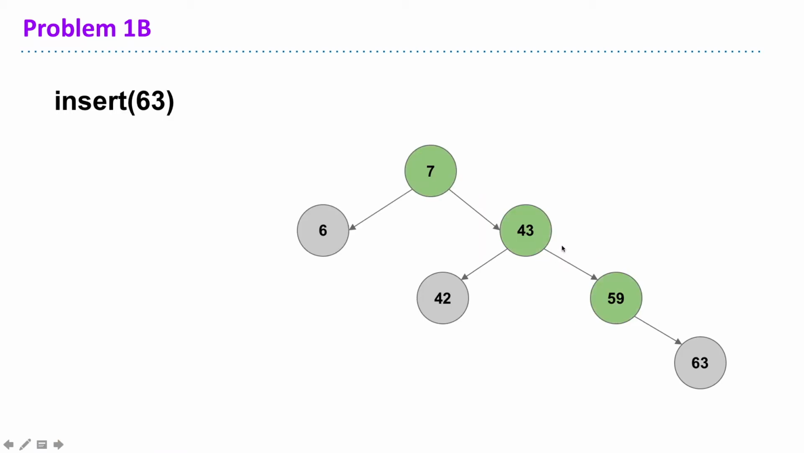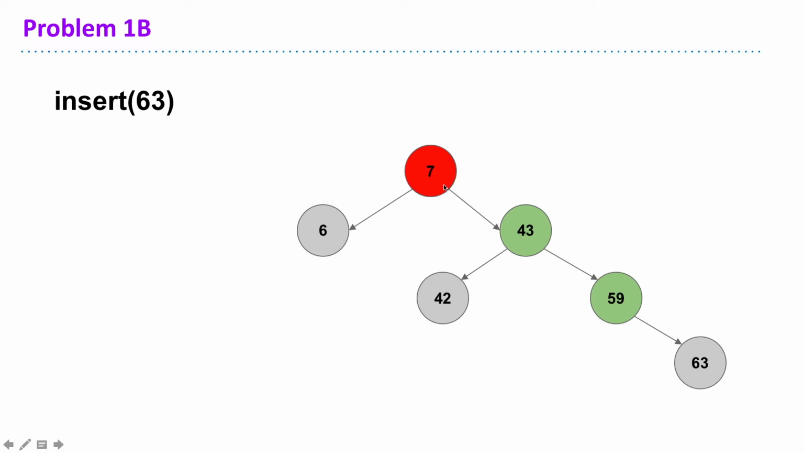Okay, so the next thing that we're going to insert is 63. So 63 is going to be placed to the right of 59. So now we'll check for any imbalance. So 63 is going to be 0, 0. This is okay. 59 is going to be 0, 1. This is also okay. 43 is going to be 1, 2. This is okay. And then 7 is going to be 1, 3. And this is not okay.